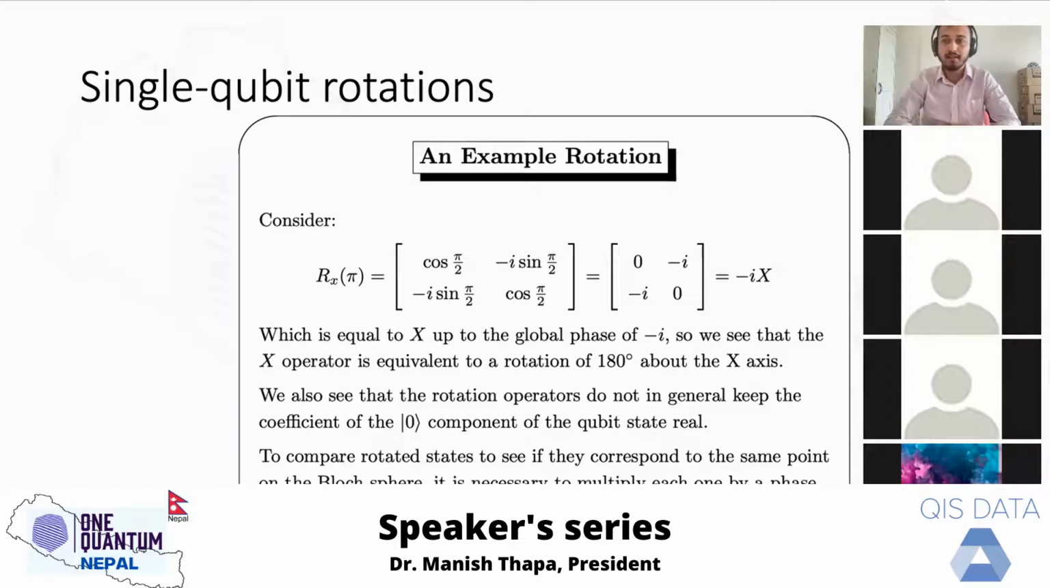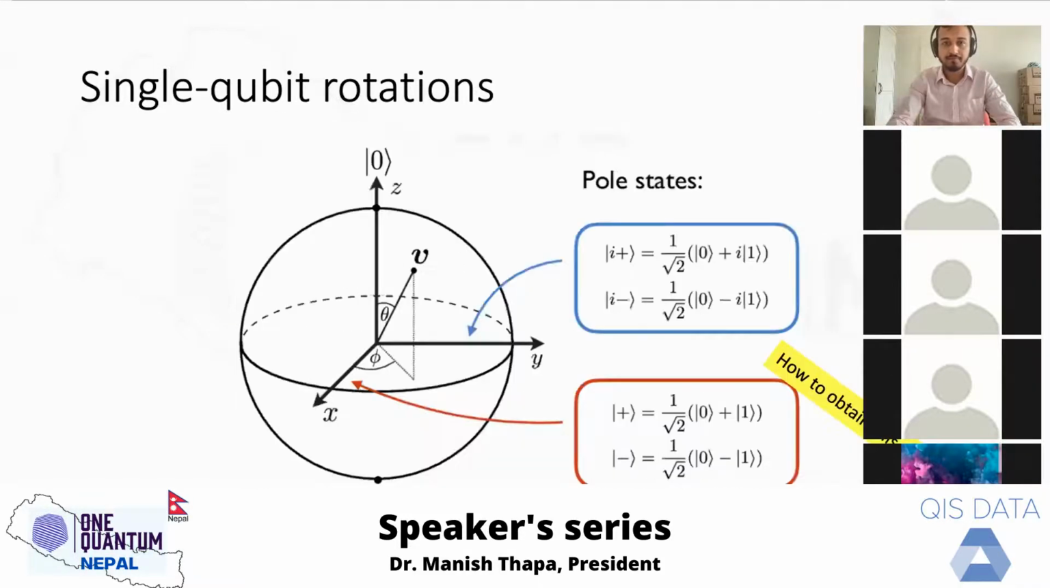And that is very handy in quantum computation, right? So it rotates by 180 degrees about the x-axis, and that is called a pi pulse in quantum computation.